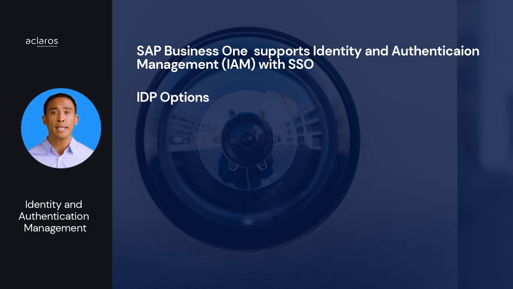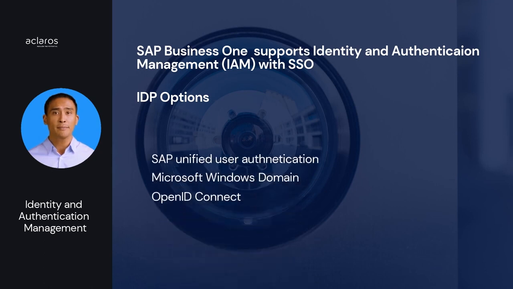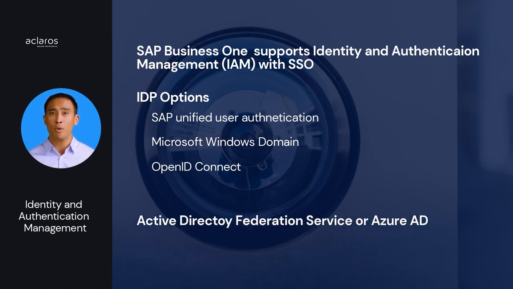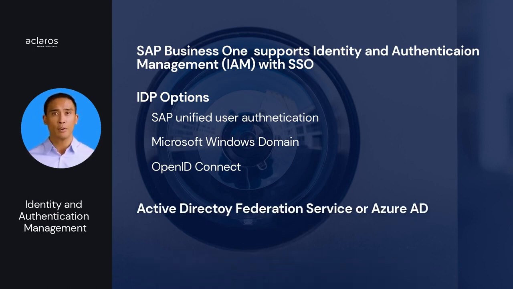You can configure identity providers and user bindings from the SAP System Landscape Directory Control Center by using the following approaches: SAP Business One Unified User Authentication, Microsoft Windows Domain Account Authentication, or OpenID Connect. You can now add Active Directory Federation Service or Azure Active Directory as an external identity provider. In addition, more external identity providers are planned for support in future releases.